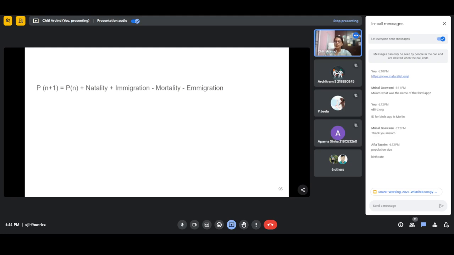So your Pn plus 1 is nothing but the population in a particular year. The population in the current year is known as Pn, and in the next year is known as Pn plus 1. Let's consider n as the current year. So the population of the next year would be equal to the population size in the present year, plus the number of new individuals that are born, plus the number of individuals that are getting into the population, minus the number of individuals that are dying, and minus the number of individuals that leave the population, right?